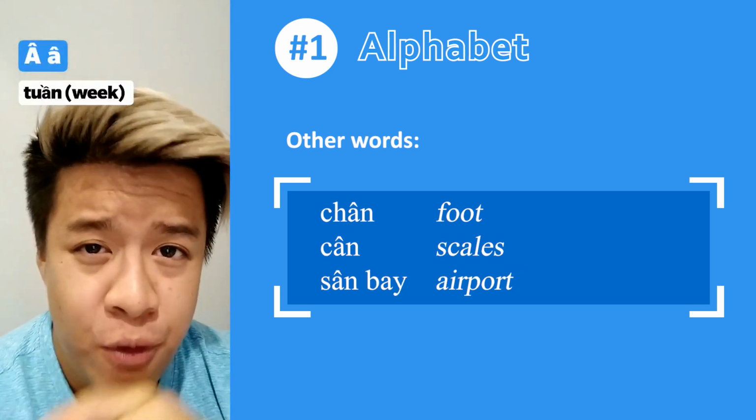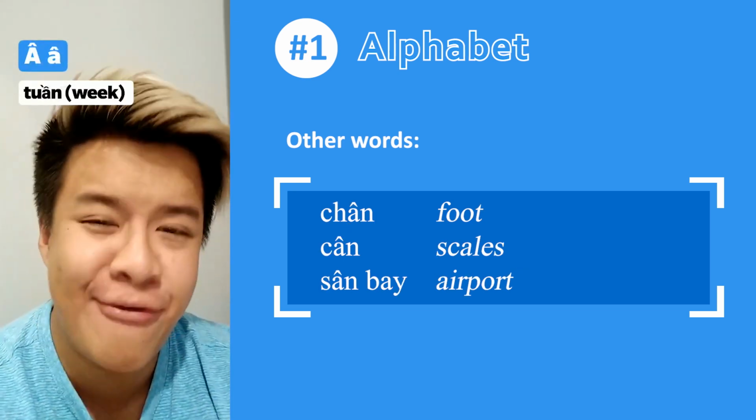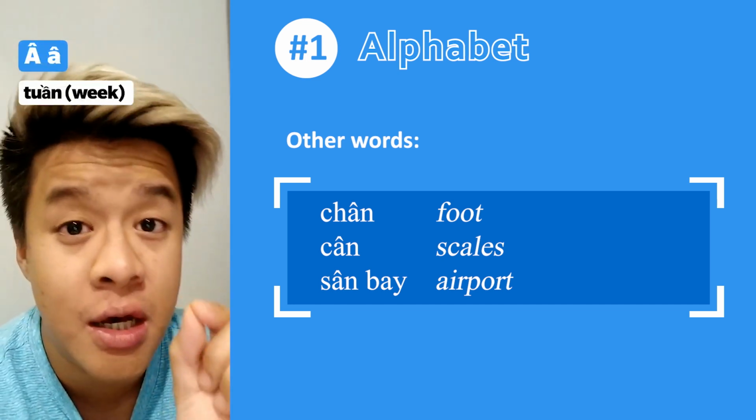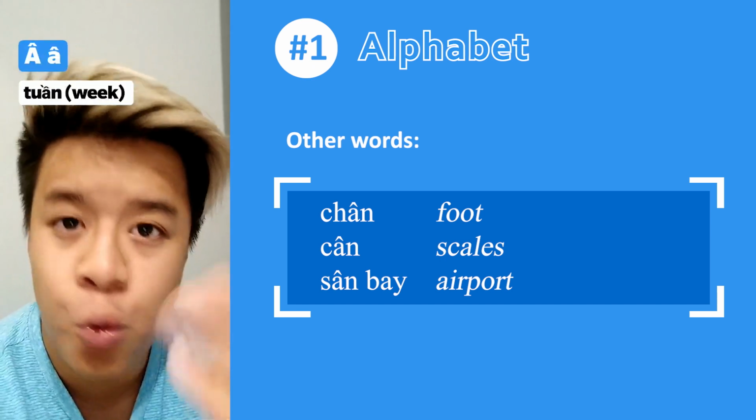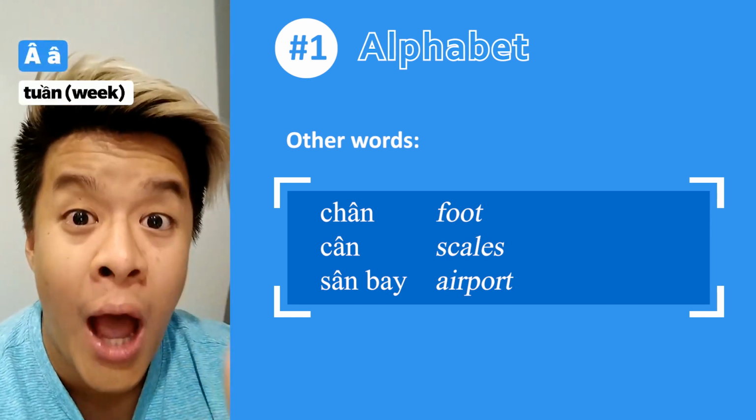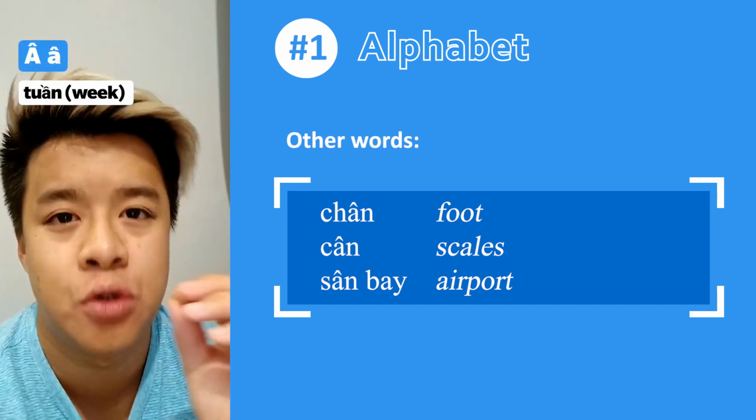Lastly, we have A with the accent circumflex in French, and that is a short A sound. We will talk about that in a second. For example, tuần, week, tuần. You don't say tuần or tuần, but tuần.